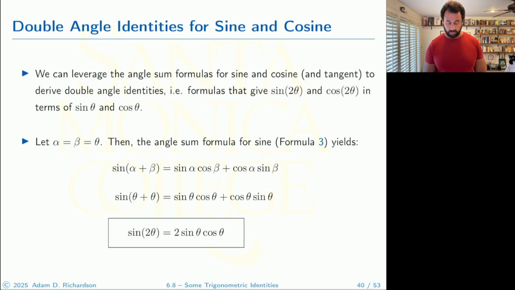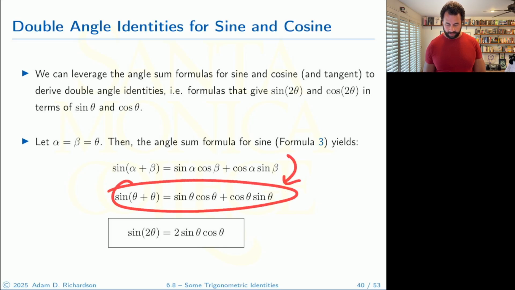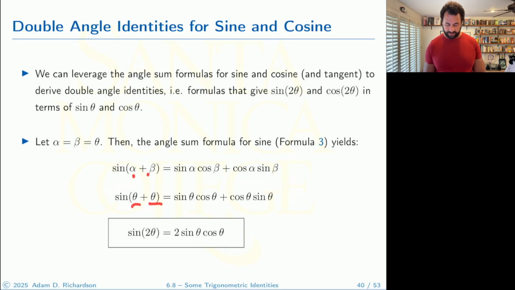So here we go. In this case, we're going to let the angles alpha and beta be the same angle. Just call it theta. So they're equal. Alpha is equal to beta, and we're going to call that common angle theta. Then the angle sum formula for sine ends up looking like this, right? Alpha and beta are both theta. And then this becomes sine theta, cosine theta, cosine theta, sine theta. But these are like terms, so we can combine them. We have two of them. So sine of 2 theta is 2 sine of theta cosine theta. Easy peasy, right? That one's nice and easy.